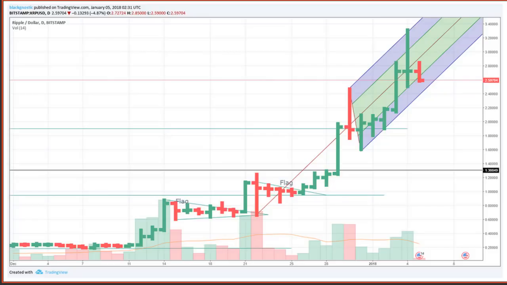This is something I found interesting. I was playing around with some indicators or some instruments. And this is a Ripple chart for January 4th, and this is a day chart.